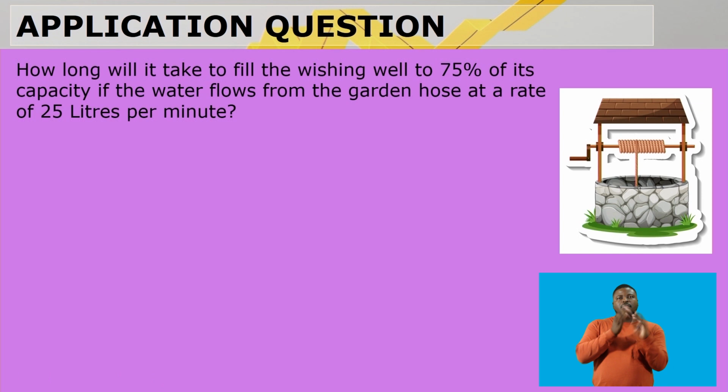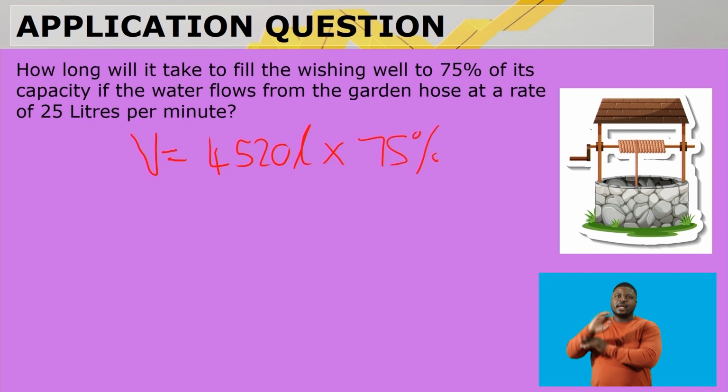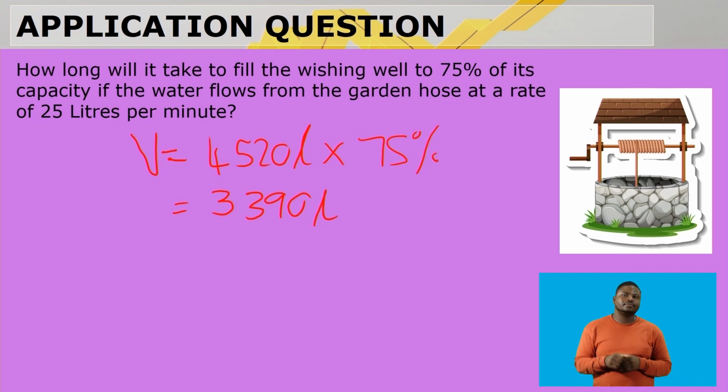And then the last one before we go for a break. How long will it take to fill the wishing well to 75% of its capacity if the water flows from a garden hose at a rate of 25 liters per minute? So what the question is saying, we want to fill it, but only to 75%. So it's going to be 75% of the volume. The volume was 4,520 liters, but we're only filling it at 75%. So the amount of liters that we are going to need is 3,390 liters.